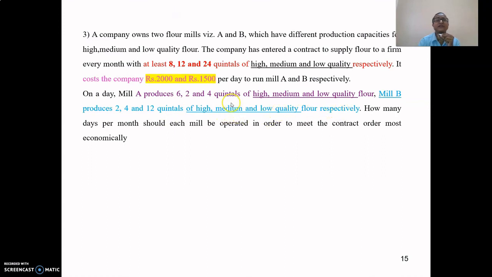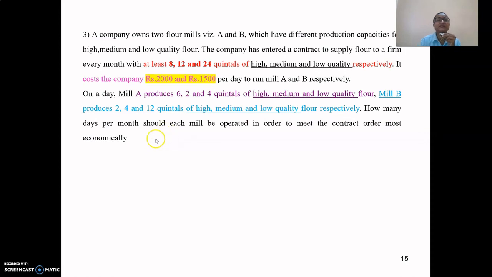Means here two mills are there and they are producing three different qualities of flour like high, medium and low. And the demand is 8, 12, 24 quintals of high, medium and low respectively. How many days per month should each mill be operated in order to meet the contract order most economically?